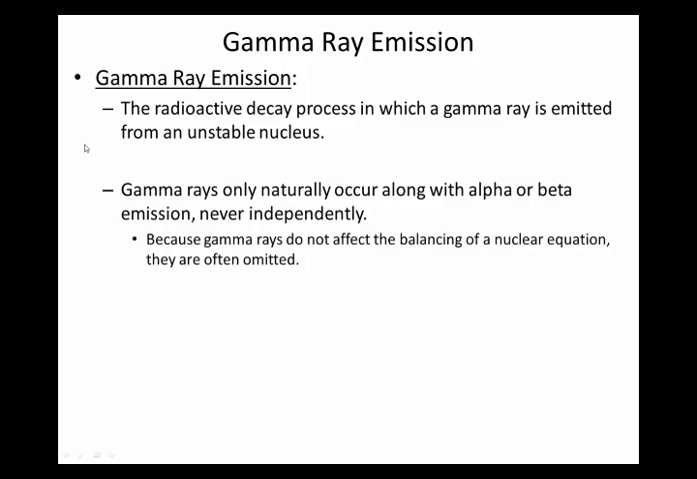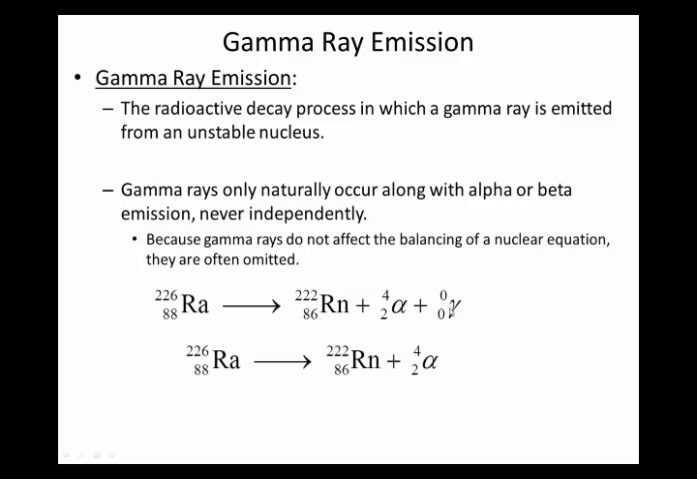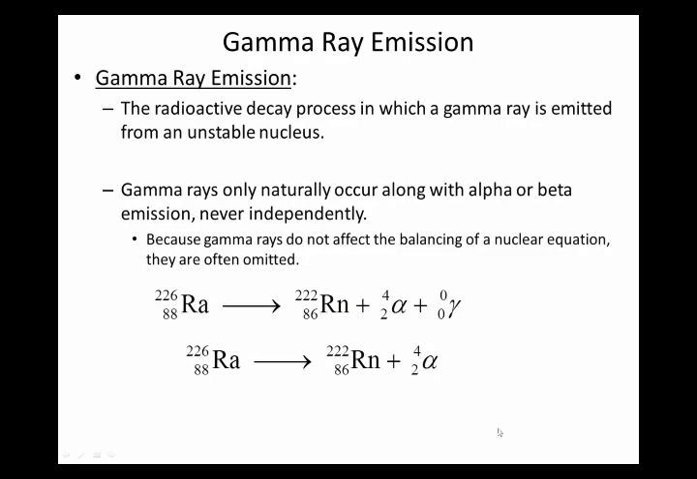So because gamma rays, their symbol is gamma 0, 0, they don't affect the balancing of the nuclear equation, we usually leave them out. I should say, not every alpha or beta emission is going to have gamma rays with it, but some do, and we usually leave them out because they don't matter, they don't affect anything, right? So we go down by 4, we go down by 2, and then the gamma doesn't mean anything, so we often just leave it out. We just omit it. So that's equations, writing equations.